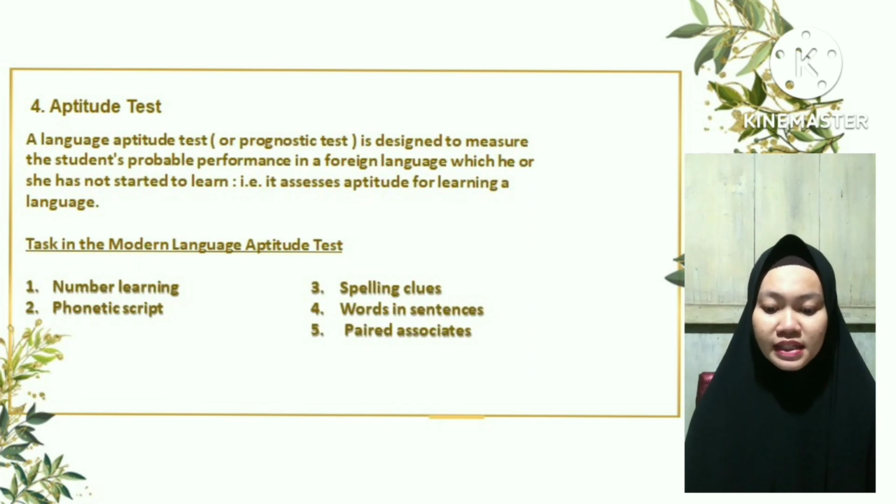The third, spelling clues. Examiners must read words that are spelled somewhat phonetically and then select from a list the one word whose meaning is closest to this word. Fourth, words in sentence. Examiners are given a key word in a sentence and are then asked to select a word in a second sentence that performs the same grammatical function as the key word. The fifth, paired associates. Examiners must quickly learn a set of vocabulary words from another language and memorize their English meanings.